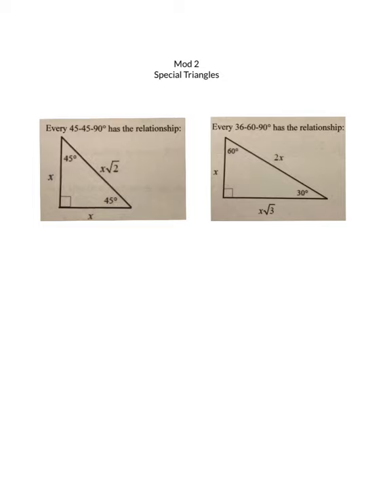In a 30-60-90 right triangle, your shortest leg is always the leg that's across from the 30-degree angle. And if you think about it, that makes sense because that's the smaller angle, so the side across from it is going to be shorter. The length of the leg across from the 60-degree angle is the length of the short leg times the square root of 3. The length of the hypotenuse in a 30-60-90 is the length of the short leg times 2.